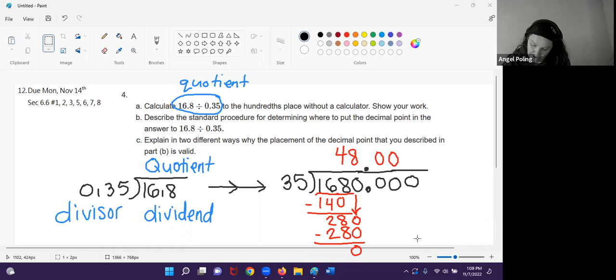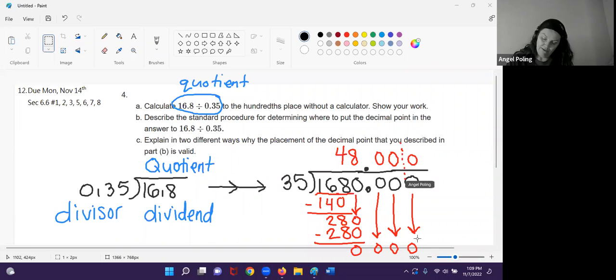And in that regard, we would be saying, bring down this 0. We still don't make any groups. Bring down this 0. Still can't make any groups of 35. Bring down this 0. Still can't make any groups of 35, right? And then you cut this off, evaluate whether or not you want to round. You don't. So your answer is 48.00. I would just say 48. I stopped at 48 on my own.